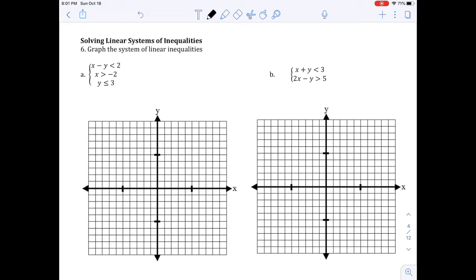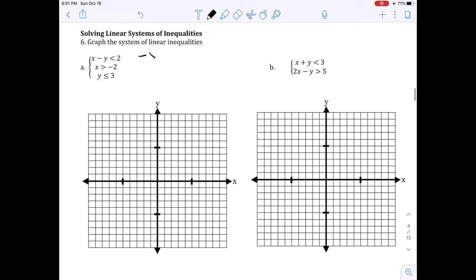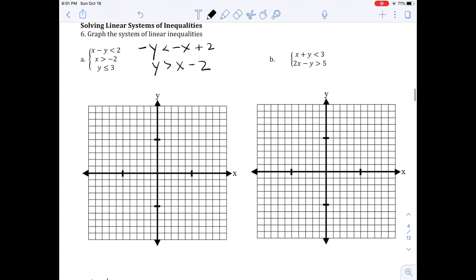All right, and so we're going to graph them like we did in the prerequisite skills where we talked about graphing. So for the first one, I'm going to subtract the x over to the other side, and that's going to be negative y less than negative x plus 2. And when I divide by the negative, it reverses the inequality symbol, so y greater than x minus 2. So that'll be the first line that we graph. Down here at negative 2, we're going to go up 1 over 1, and it will be a dashed line.